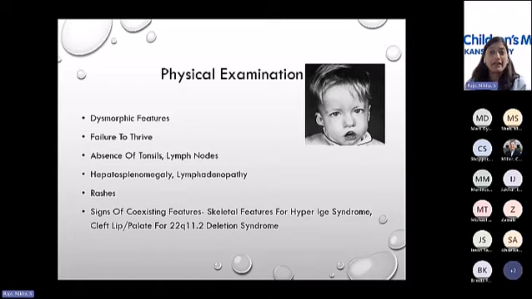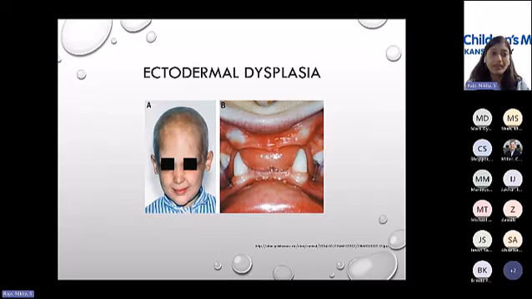So if there is absence of tonsils in a young child or lymph nodes that are absent, that can be a sign of, say, X-linked agammaglobulinemia, or for lymph nodes, it might be a sign of SCID, but it's harder to see what you don't see, and kind of keeping in mind that when you're evaluating for some of these disorders, that these things may come in handy.